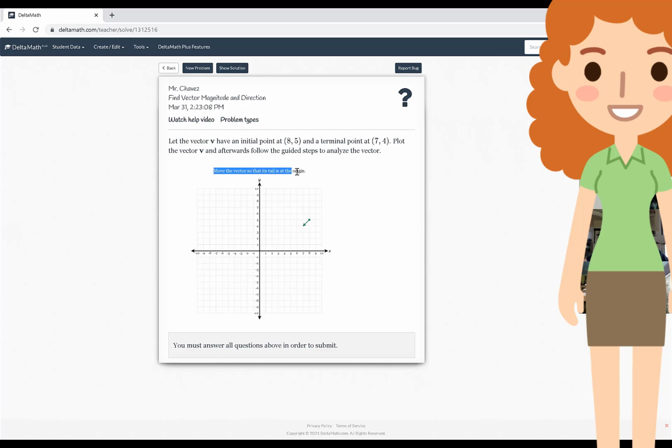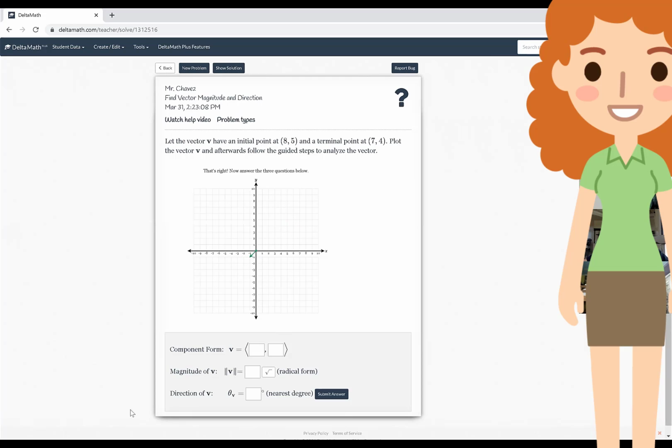Move the vector so that its tail is at the origin. I'm not really sure why they're telling you to do this, guys. I think maybe they're telling you this so you can tell what direction it goes to, so you can have a reference. So here it is. My vector is right there. And now you can tell the direction it goes to. It's in quadrant 3 there, see? So you get all these little things here.